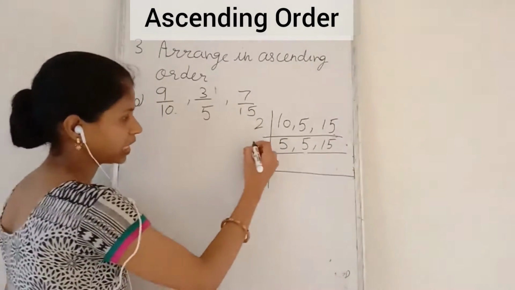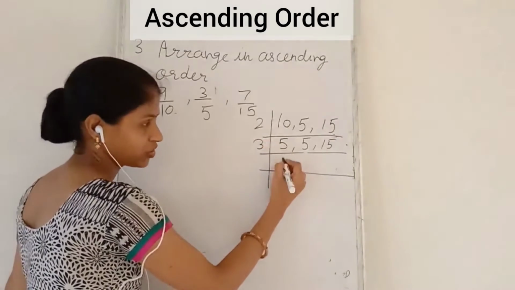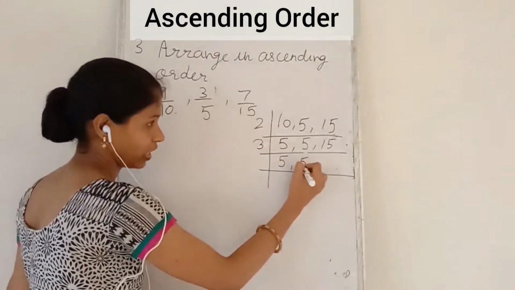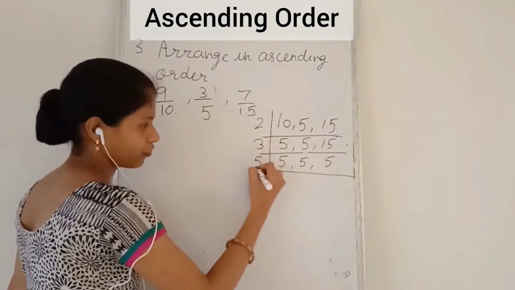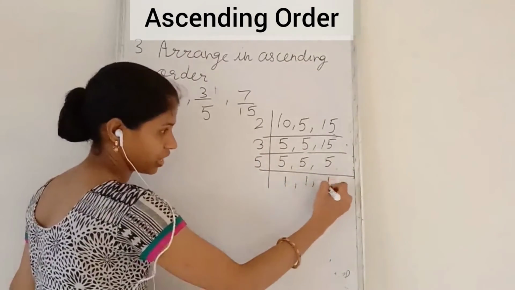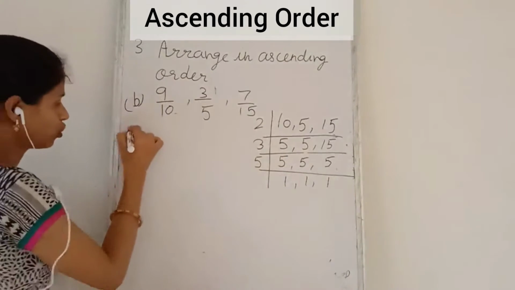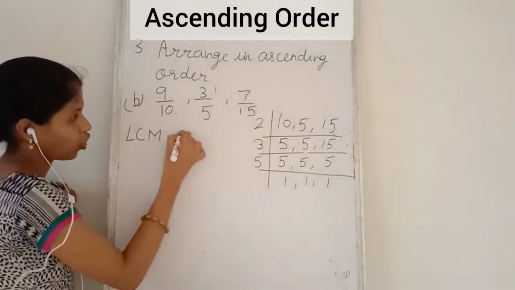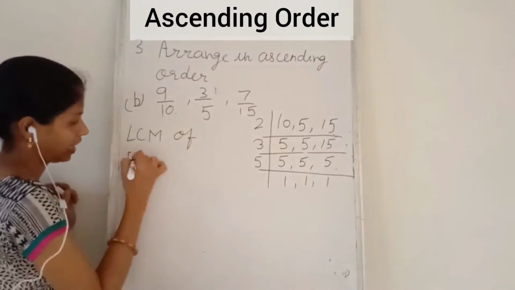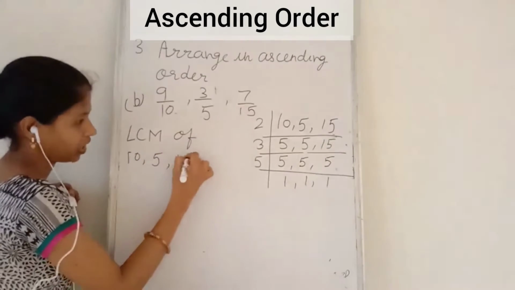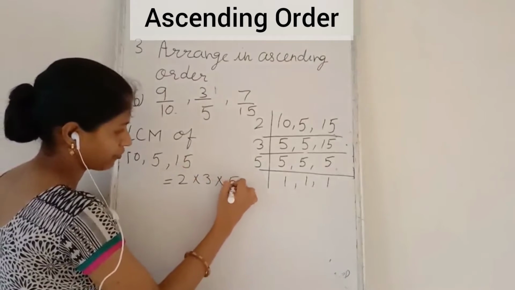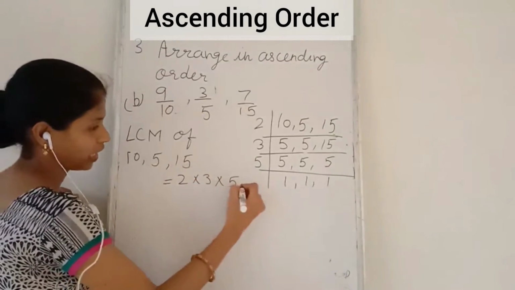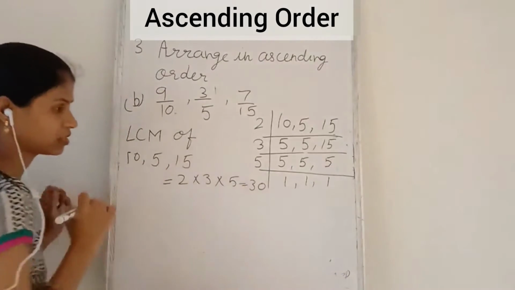Now the next number is 3. 5 is not divided by 3, 5 is not divided by 3, but 3 5s are 15. Now 5 ones are 5, 5 ones are 5 and 5 ones are 5. So the LCM of 10, 5 and 15 will be 2 multiplied by 3 multiplied by 5. 5 2s are 10, 10 3s are 30. So the LCM is 30.